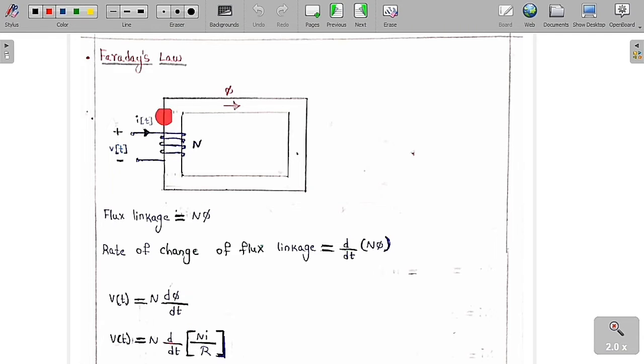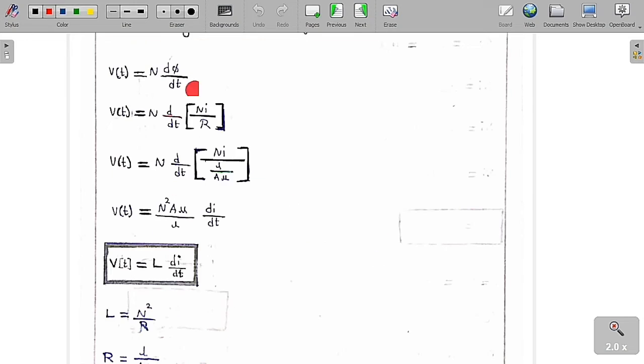As I already told you, the flux in the core is equal to the number of turns N i by R. So phi is equal to N i by R, and R is equal to l by mu A. So V of t is equal to N square A mu by l into di by dt. As you can see clearly, only i is a function of t, so di by dt, and the remaining thing is called the inductance. So N square by R, that is N square mu A by l, is called the inductance. So V of t is equal to L into di by dt.